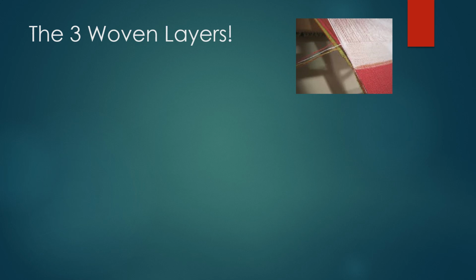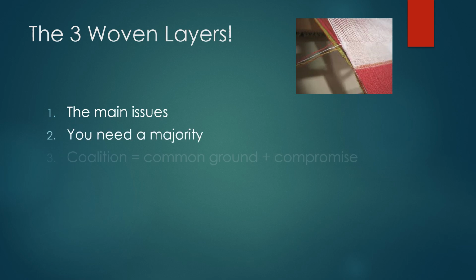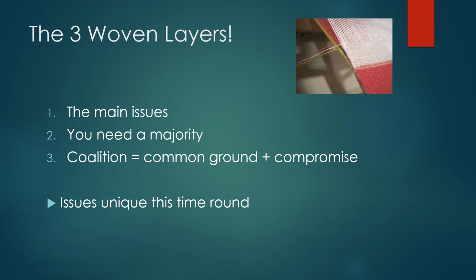So in this video, I'm just going to do two things. First of all, I'm going to explain these three woven layers. The three layers are the main issues that are being talked about, that you need a majority, and that a coalition is made up of common ground plus compromise. And then in addition to that, I'm just going to add in what are the unique issues this time round and the upshots of the way that this system works. That's all. So, straight into it.